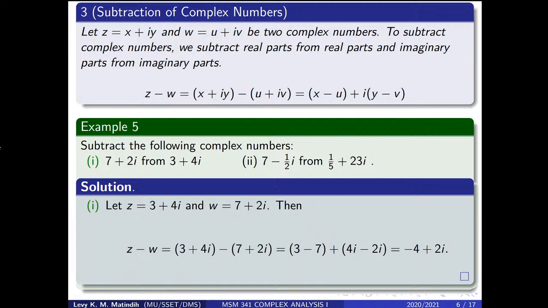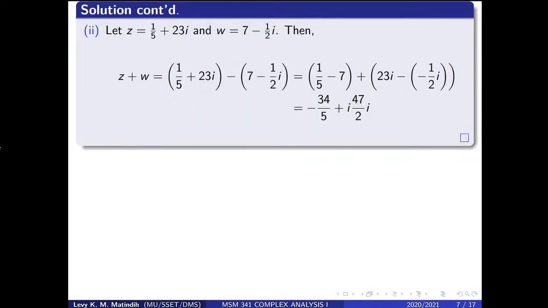Similarly, with the same concept, you subtract the real parts together and also the imaginary parts together. We can also use this in part 2 of example number 5. It's the same scenario, just like when we're dealing with addition. So when you subtract, if we let z be equal to 1/5 plus 23i and w equal to 7 minus 1 over 2i, then z minus w gives you this complex number here. If you look at it, it's already in its simplest form, in short, standard form. So you don't need to go any further; you just end there, and it's done.